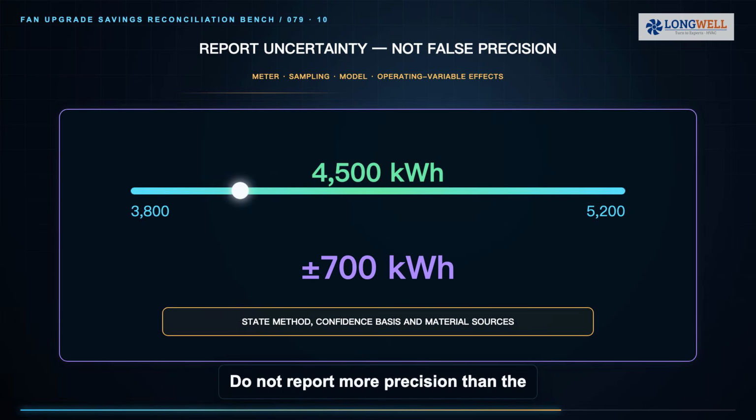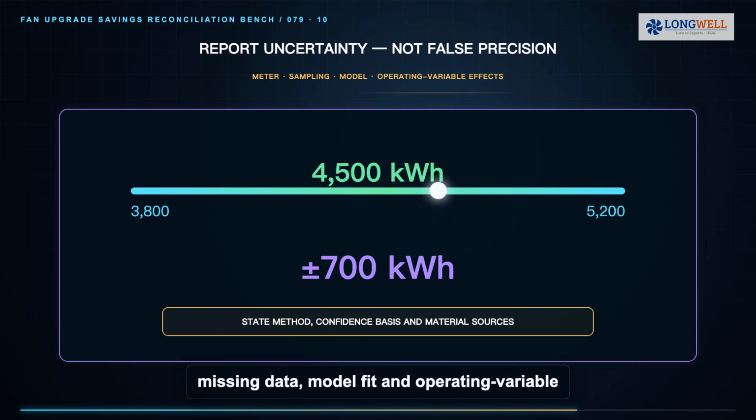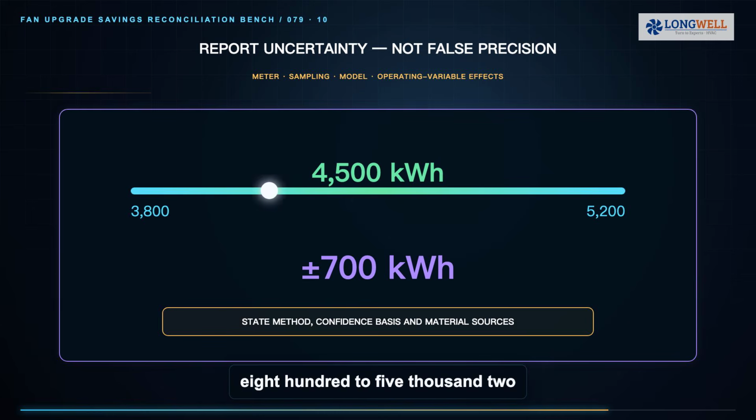Do not report more precision than the evidence supports. Meter accuracy, sampling, missing data, model fit and operating variable effects all contribute uncertainty. If the combined illustrative uncertainty is plus or minus 700 kilowatt-hours, state a savings range of 3,800 to 5,200, with the method and confidence basis.